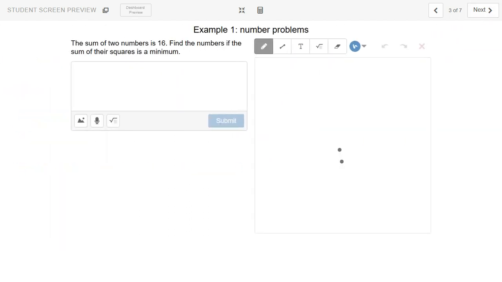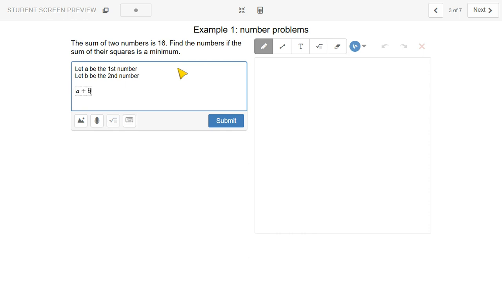Let's do some questions now. So the sum of two numbers is 16. Find the numbers if the sum of their squares is a minimum. So let me just explain this question for you right now. What they've told us is we've got two numbers. So I'm going to say let A be the first number and let B be the second number. What I do know is that the sum of these is equal to 16. And the other thing I know is that a squared plus b squared will be some sort of minimum.